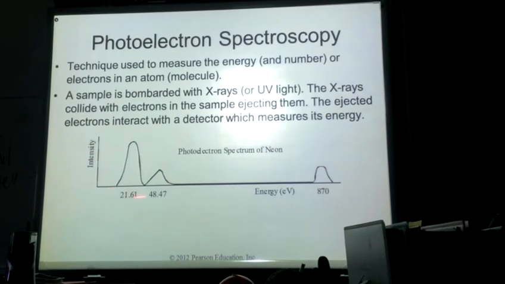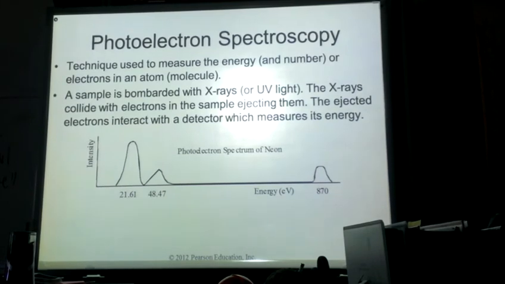But why do I read it in this direction? Let's look at the amount of energy that these electrons have. The energy here is 870, and that's eV, which stands for electron volts. So this would be 1s. For 2s, it's 48.47, and then for the 2p, it's 21.61.